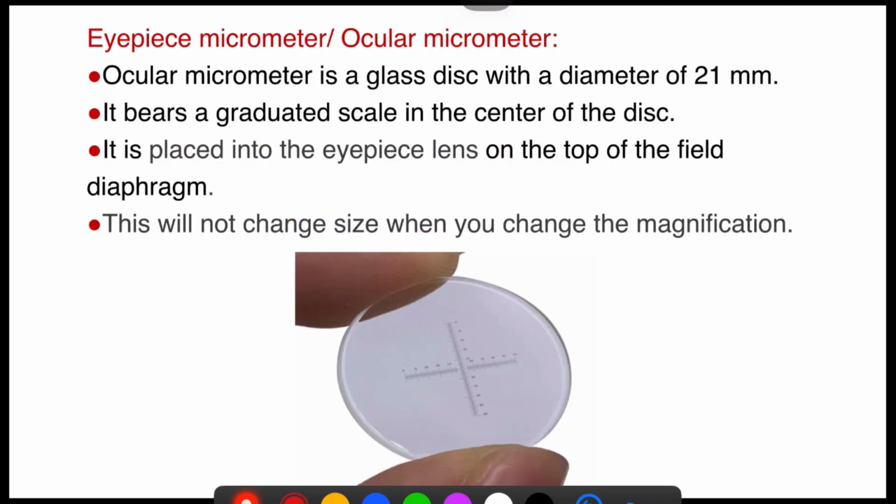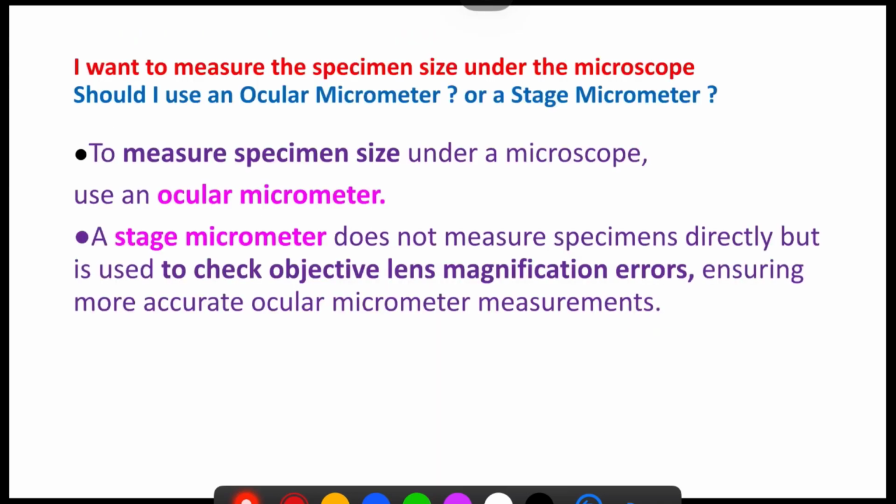Another is the ocular micrometer, or eyepiece micrometer. It is a glass disc of 21 millimeters with a graduated scale in the center of the disc, and it is placed into the eyepiece lens on top of the field diaphragm. It will not change size when you change the magnification, right?